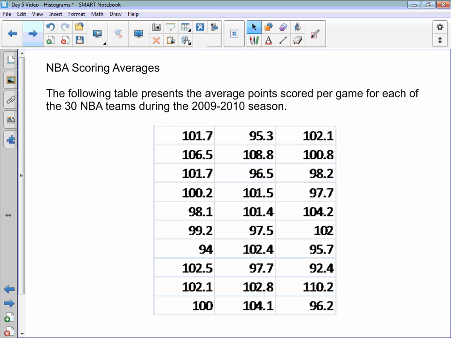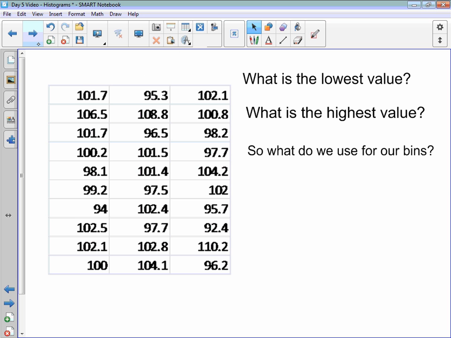So in order to create a histogram, the first thing we're going to need to figure out is the lowest value. And the lowest value was 92.4. And they couldn't score a point to save their butt. Well, right below them, we have the Phoenix Suns, whose entire offense was run and gun and trying to get off a shot in 7 seconds or less.